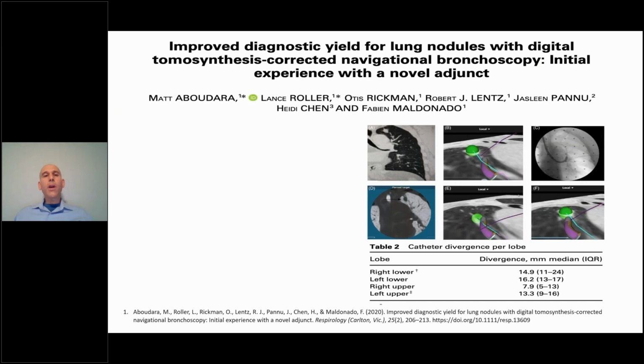So now let's talk about some of the clinical data. This is the first paper looking at FluoroNav, which was the precursor to ILLUMISITE. So this just had the local registration option without the continuous tip tracking. This was done by the Vanderbilt group.